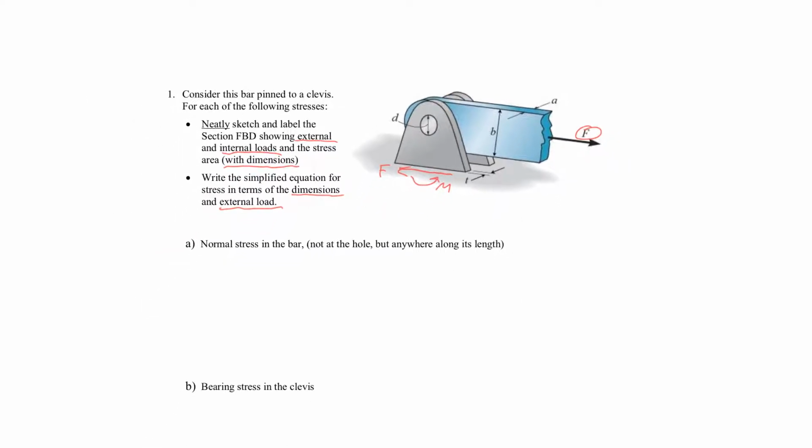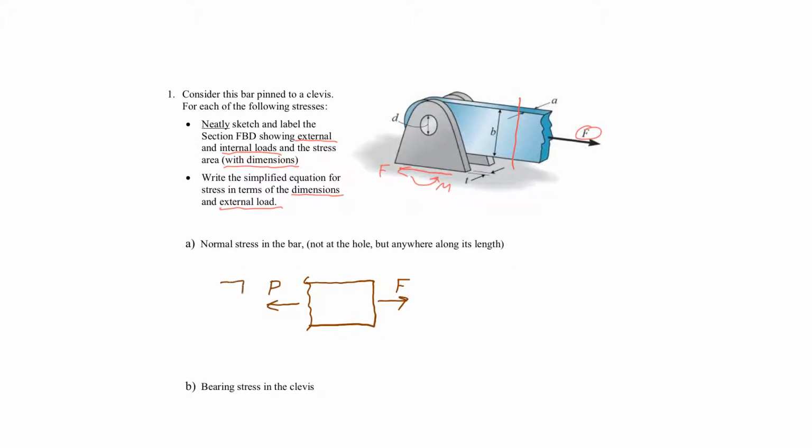So the normal stress in the bar, not at the hole, but anywhere along its length. You have to be clear about where it is that you're going to put the section. I'm going to make mine right about here and keep it simple. And then the diagram is, I'm going to take everything to the right of that section. Here's my section. Here's external load F. There must be also a load here, an internal load. I can call it P, or you could call it F.